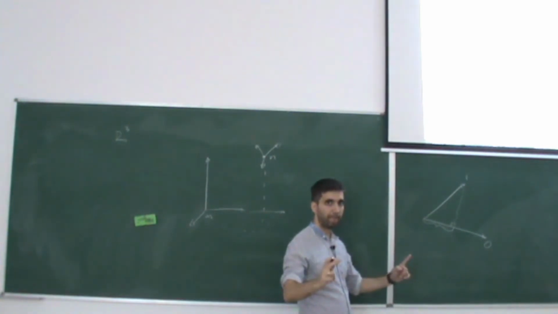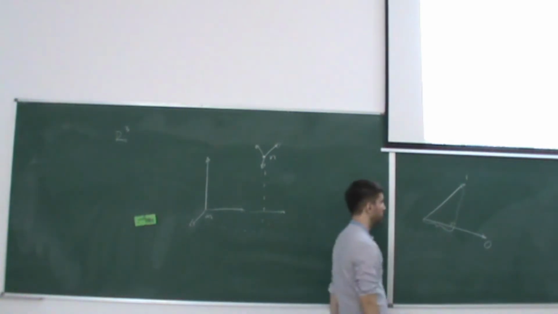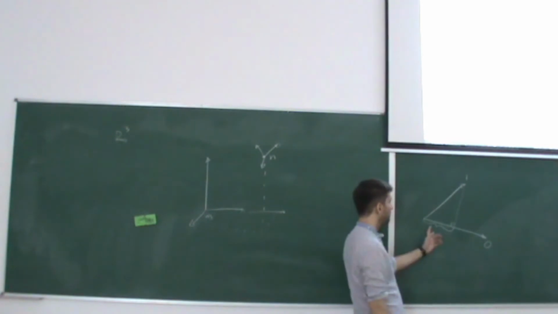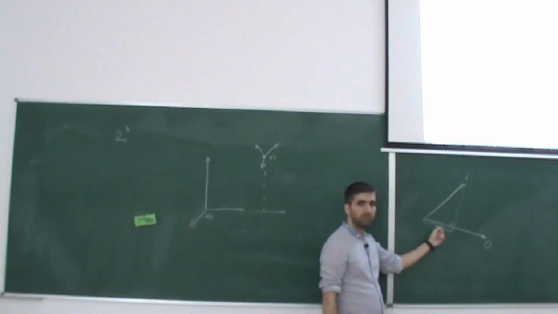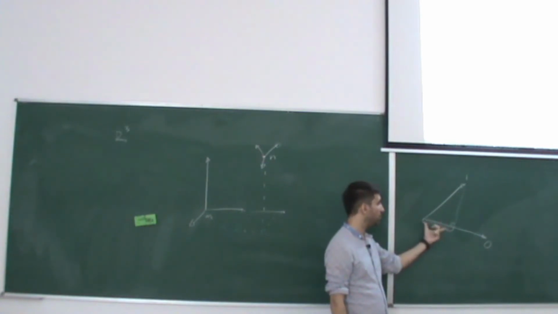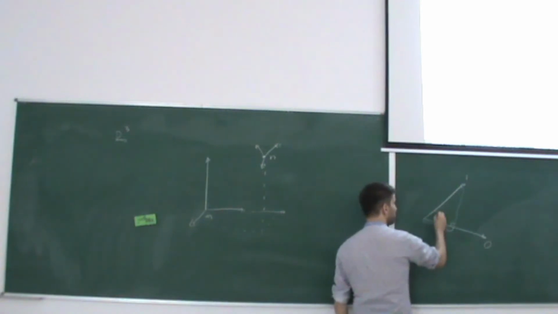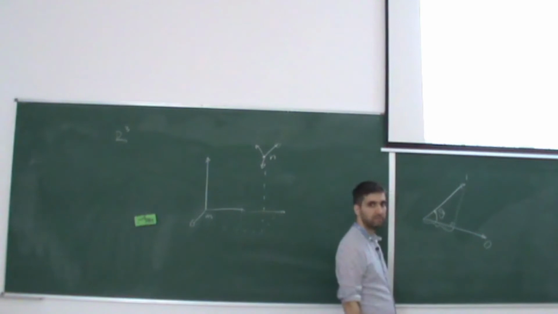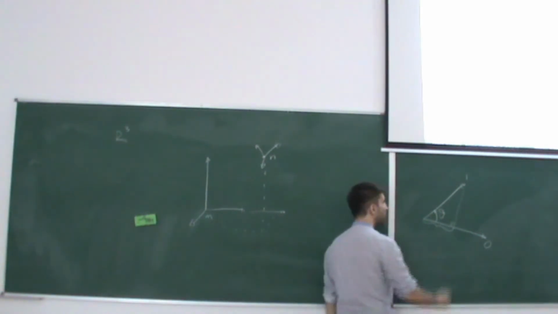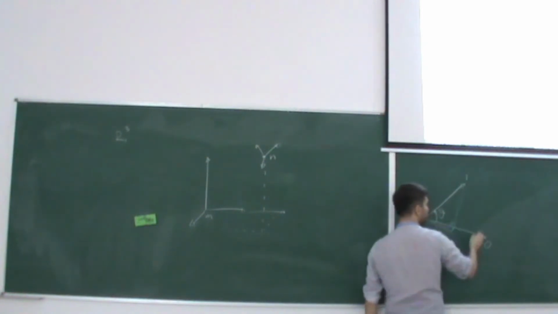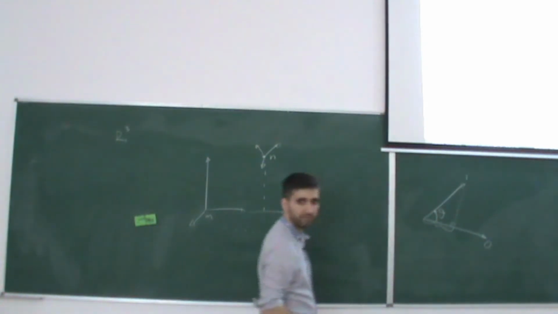Just the length. Okay, what does it depend on? How long will this be? The angle between the two, let's call it theta. And what else? The length of the first vector. Of course, if this is longer, the projection will be longer, right?